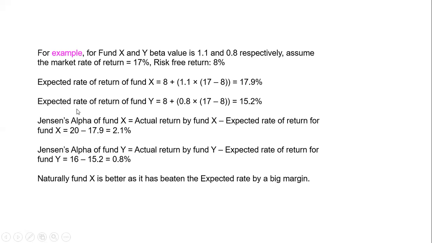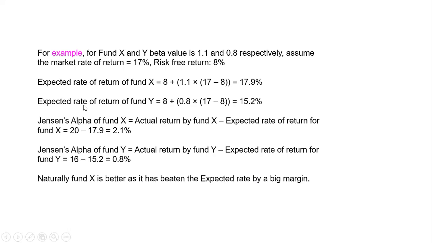But naturally you can see that fund X is giving better returns compared to fund Y. You have a big margin in fund X if you compare with fund Y. 2.1% extra. So fund X is better than fund Y. Fund X is better as it has beaten the expected rate by a big margin.